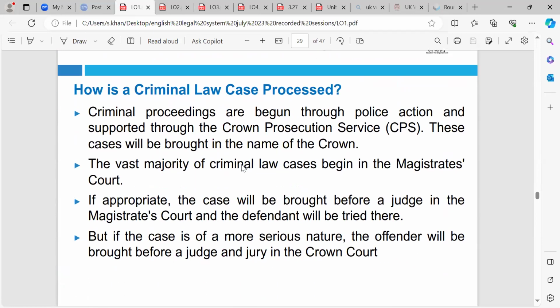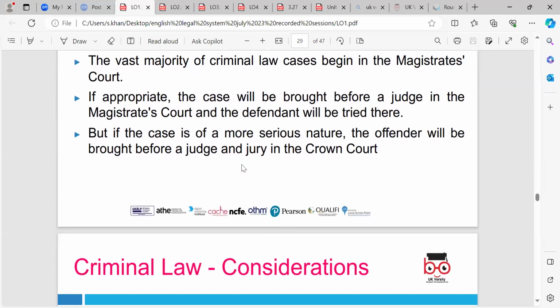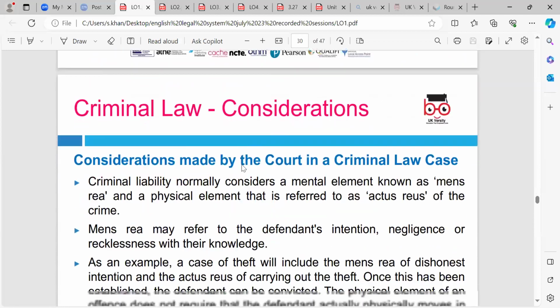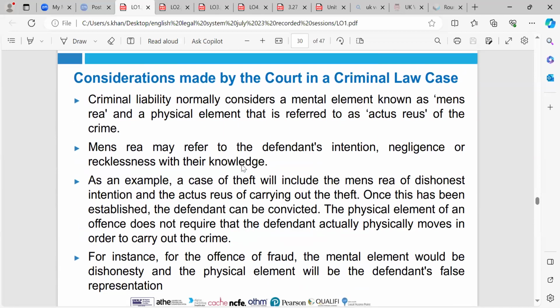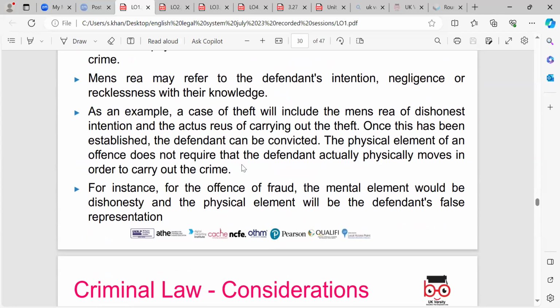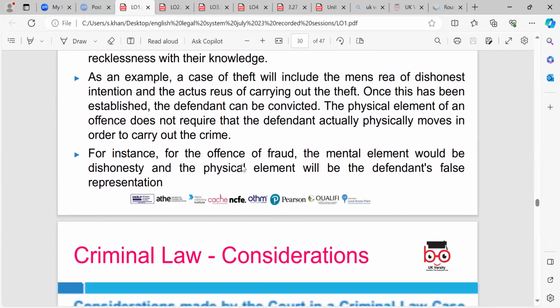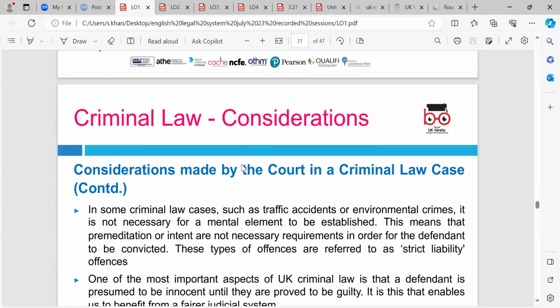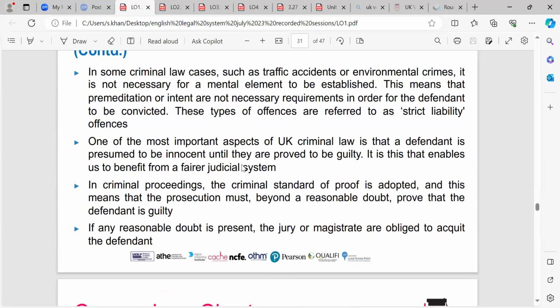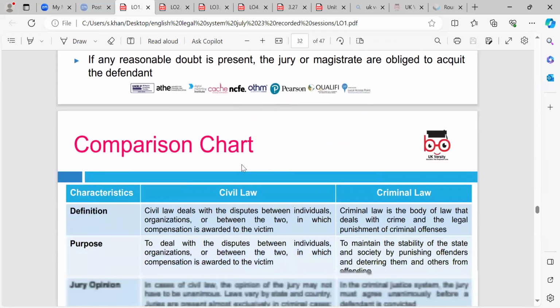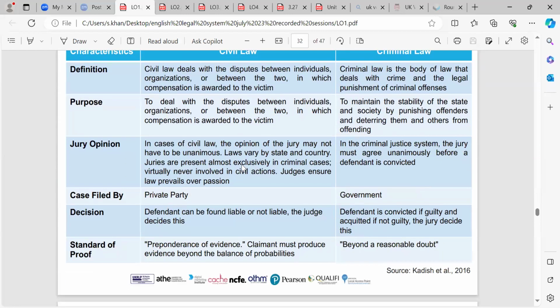And we looked at how a criminal law case is proceeded through the CPS, Crown Prosecution Service. We went on to look at the consideration, so that the individual must have had the mens rea and the actus reus intention. We then went on to look at examples of criminal law cases, things like murder, manslaughter.